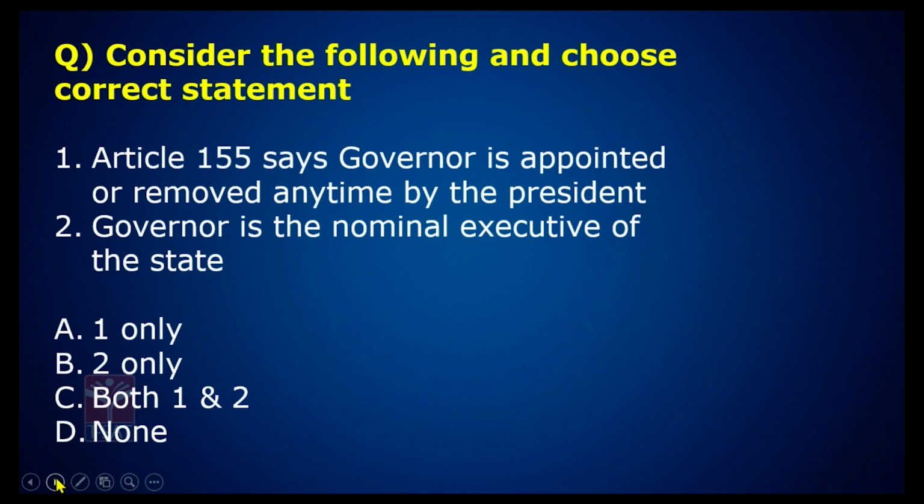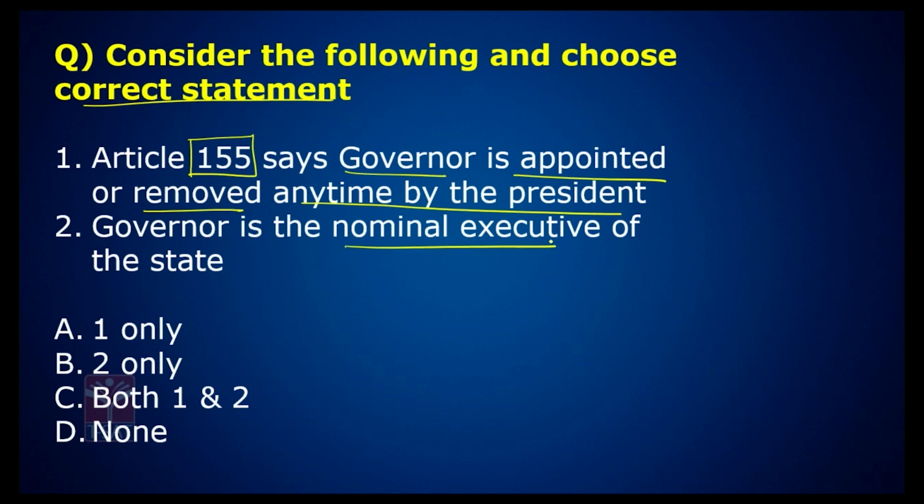Consider the following and choose the correct statement. Article 155 says the governor is appointed and removed any time by the president. The governor is the nominal executive of the state. Again, both the statements are correct. C is the answer. Now look at the screen.